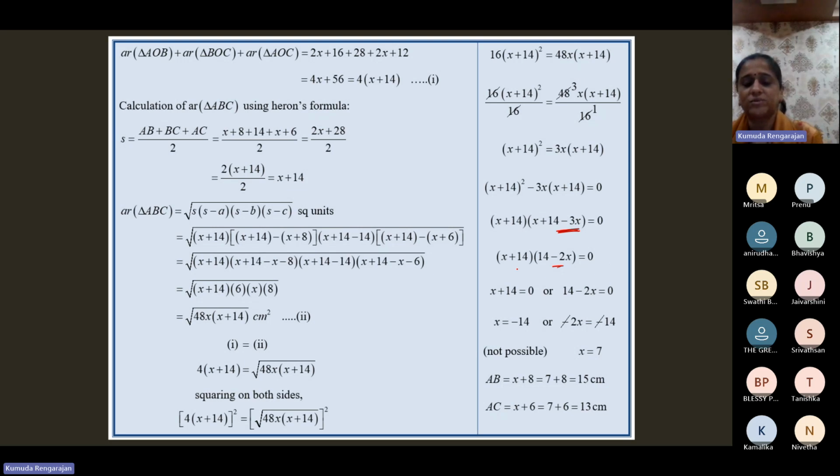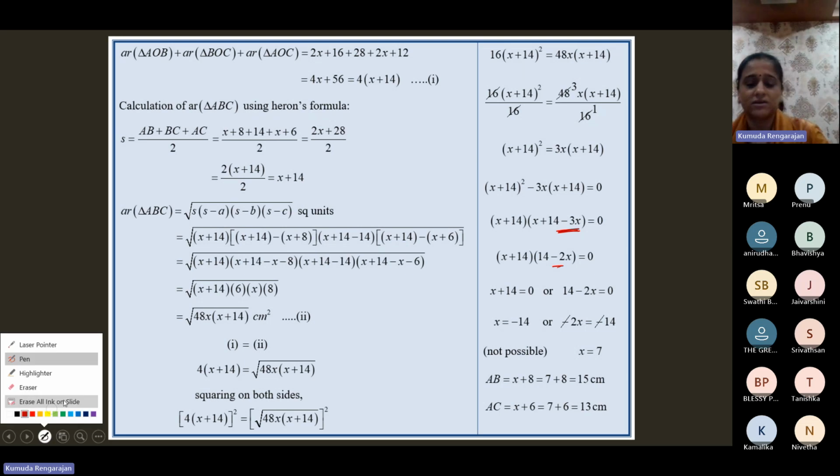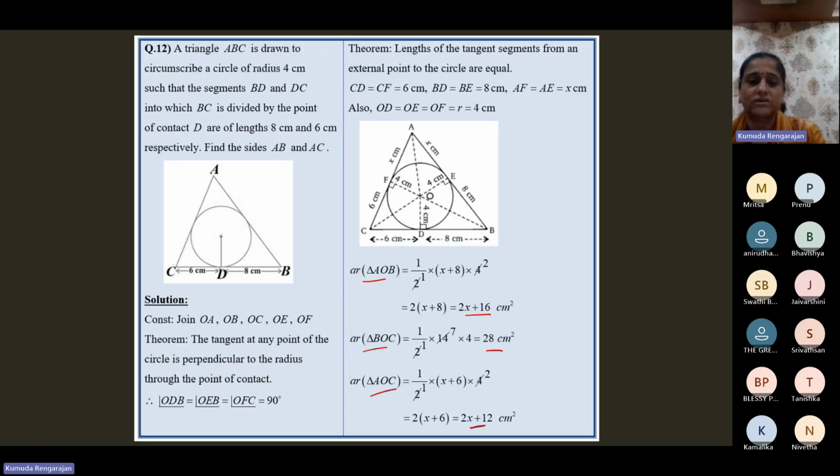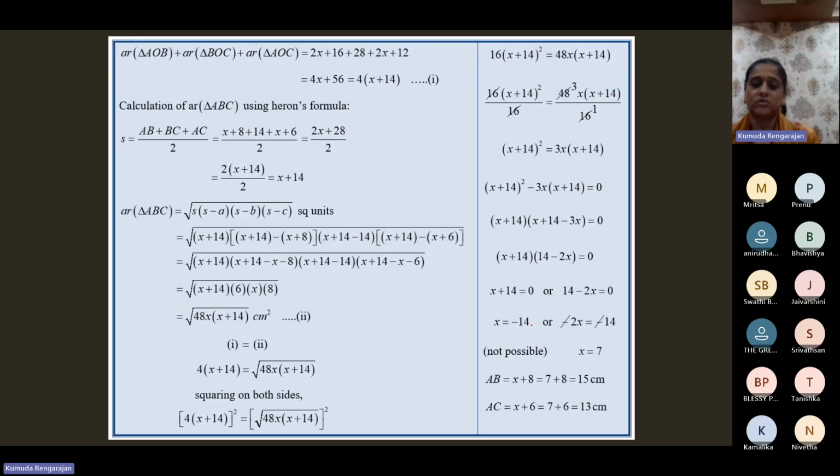And then x plus 14 is equal to 0, x is equal to minus 14, which is not possible. Because what is x here? x is the length of a line segment. You can see here, this is x, and this cannot be negative, right? So x is equal to minus 14 is not possible. On solving 14 minus 2x is equal to 0, we get x is equal to 7.